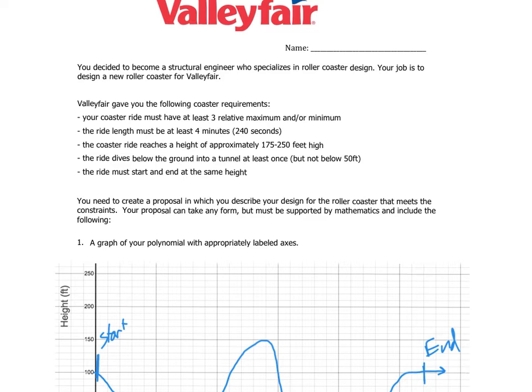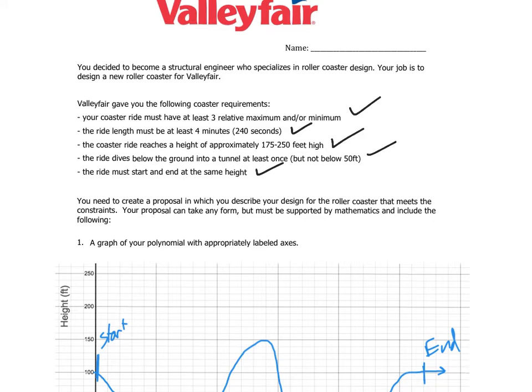Some of the requirements: it must have at least 3 relative maximums or minimums, and we'll talk about that in a second here. The ride length must be at least 4 minutes or 240 seconds. The coaster ride must reach a max height of approximately 175 to 250 feet, and the ride dives below the ground into the tunnel at least once, but not below 50 feet, so you have to be above 50 feet. And it must start and end at the same height.